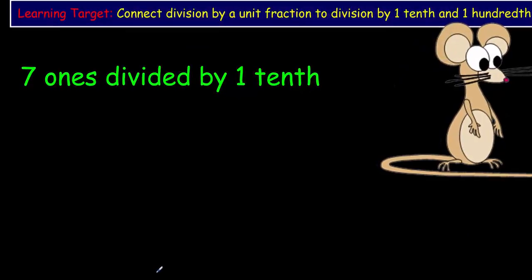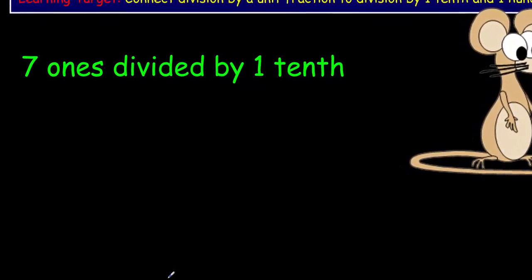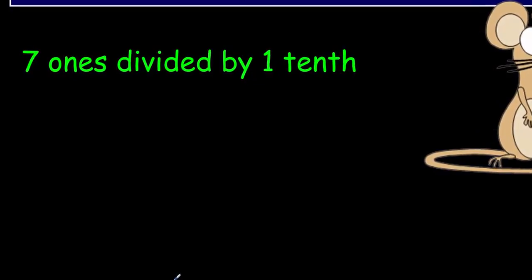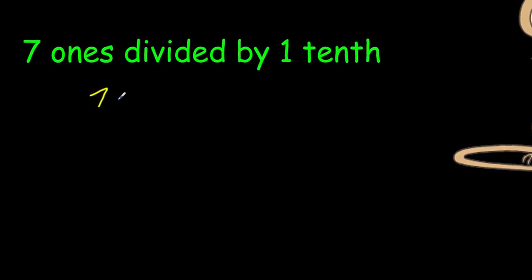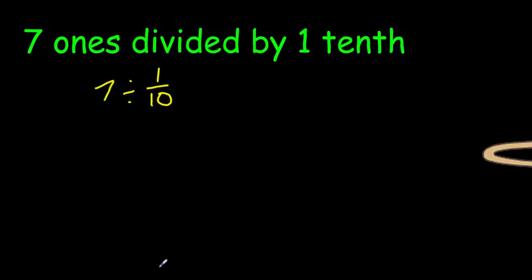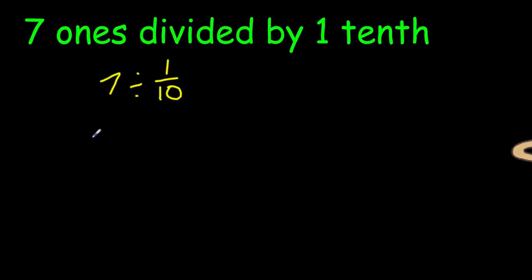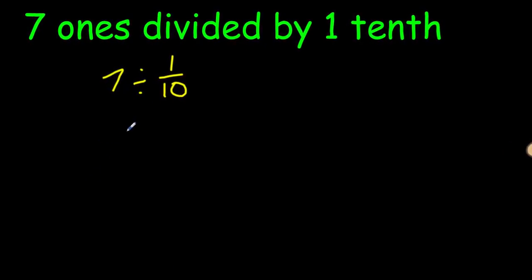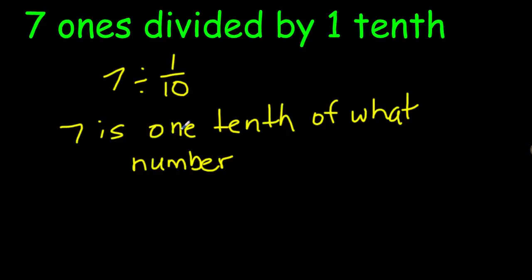It says 7 ones divided by 1/10. Interesting. Now, 7 ones divided by 1/10, I could just write that as a fraction. And I'm wondering, what question does this division expression ask us? Well, here we have the 7, so 7 is really 1/10 of what number? That's a way that we could phrase that, because we're trying to figure out how many tenths there are in 7. So that reversing is just like 7 is 1/10 of what number?